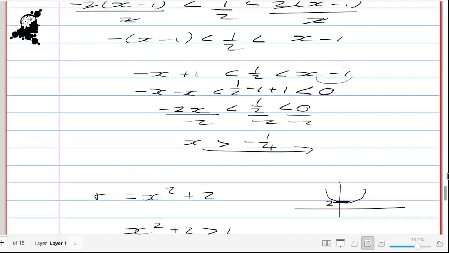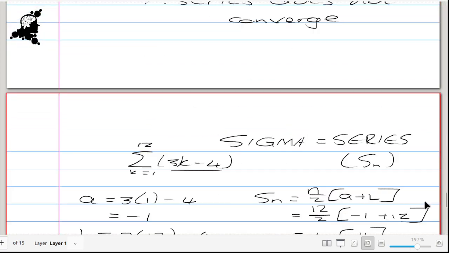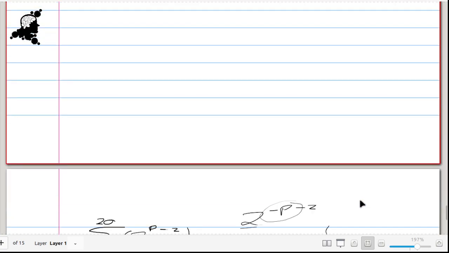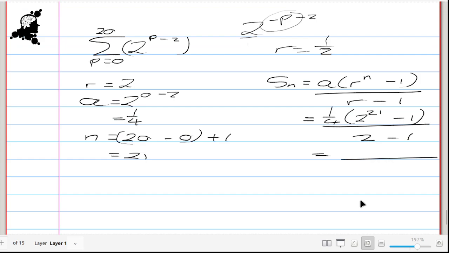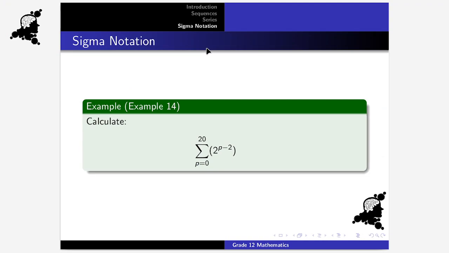Sorry about that again. Alright, I hope that this makes sense to you guys, that you're getting a better understanding of sigma notation, because I know it can be tricky at times, but it's really not that complicated once you understand the working.